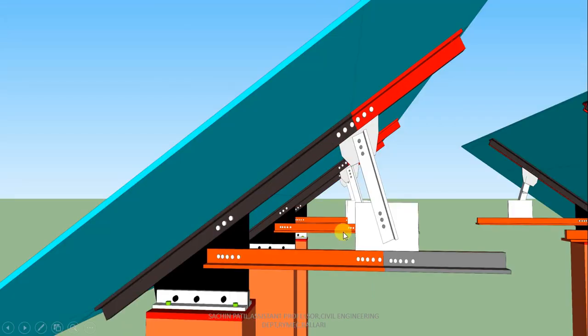So this is another view. Here he has used two angles back to back, whereas for this particular member he has used only one angle. Once again, this is a gusset plate. This and this are the gusset plates. You cannot directly connect these two angles, so that's why you will be using an extra plate over here. This extra plate is called a gusset plate.